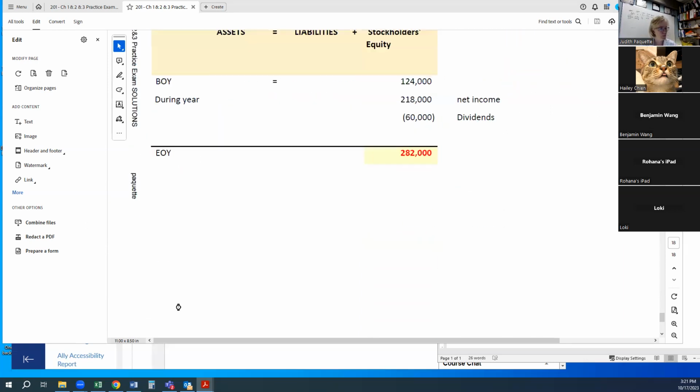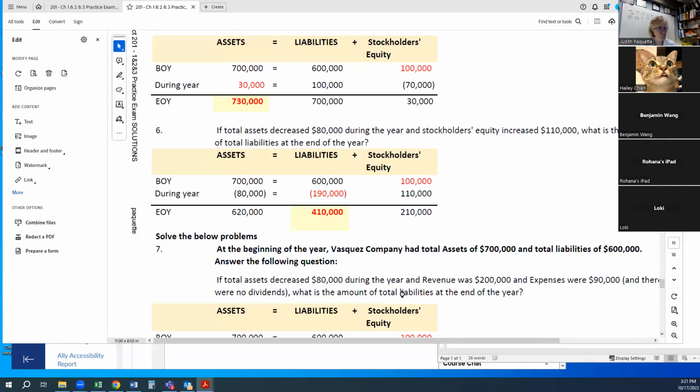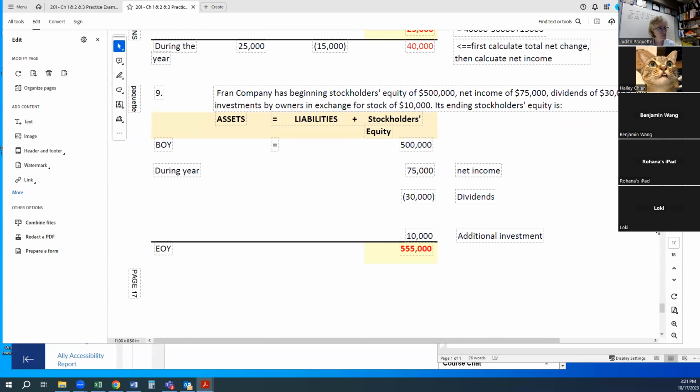How are you guys with the essay? What does net change mean again? Like total net change. That means what's the difference between the end of the year balance and the beginning of the year balance?